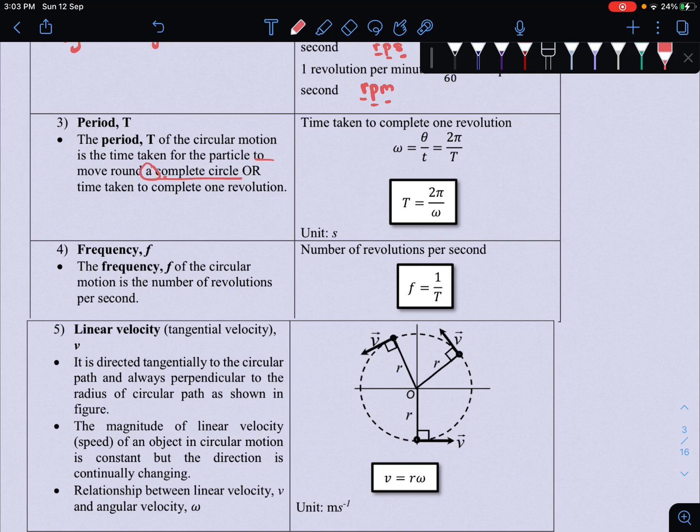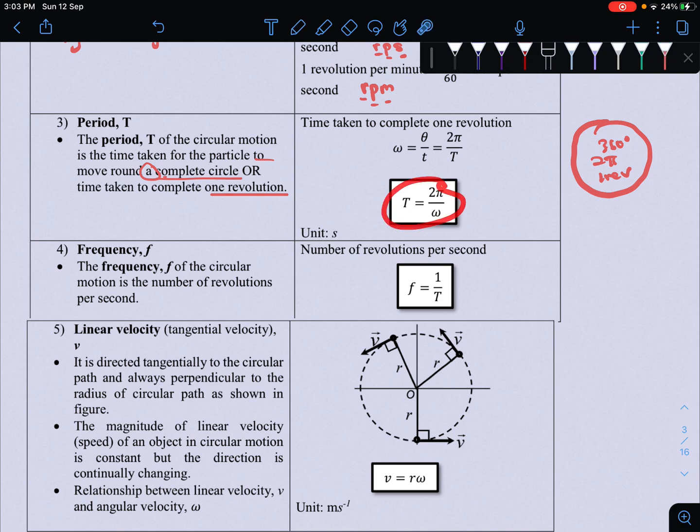Maksudnya satu complete cycle. So period is what we call as the time taken to complete one cycle. So masa yang diambil untuk menghabiskan satu circular motion itu. Okay, ataupun the time taken for one revolution, iaitu to complete that 2 pi ataupun 360 degree ataupun satu bulatan itu.